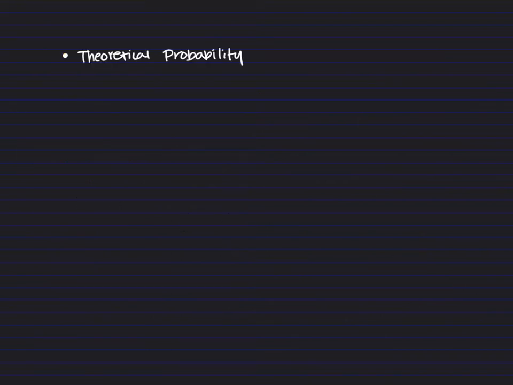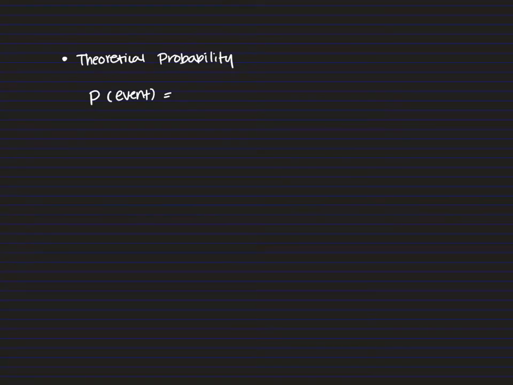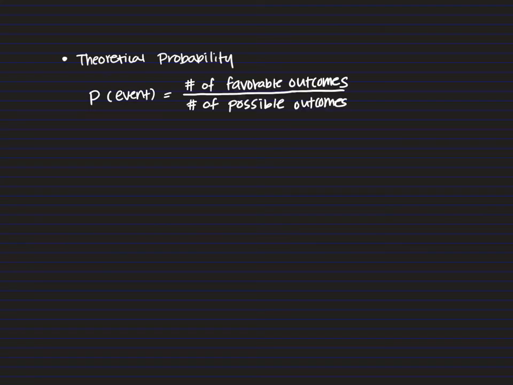Theoretical probability is basically counting favorable outcomes from the number of possible outcomes that we have. We put the probability as a capital P, and then inside the parentheses we have the event that indicates what you're trying to find out. And then you're going to set up the equation with the number of favorable outcomes on the top and the number of possible outcomes on the bottom, and you're going to find out the ratio, or the percentage, in fraction form.